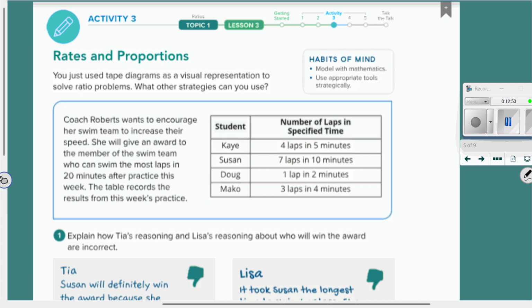Coach Roberts wants to encourage her swim team to increase their speed. She will give an award to the member of the team who can swim the most laps in 20 minutes. The table records the results from this week's practice. So they have 4 swimmers on the swim team, and this is how they did at practice this week.